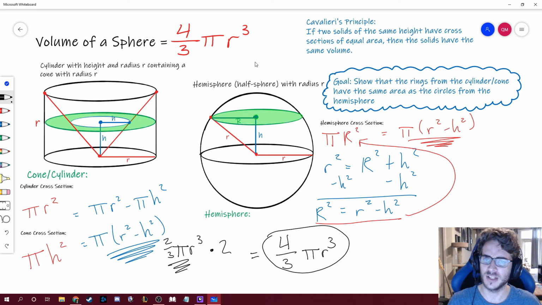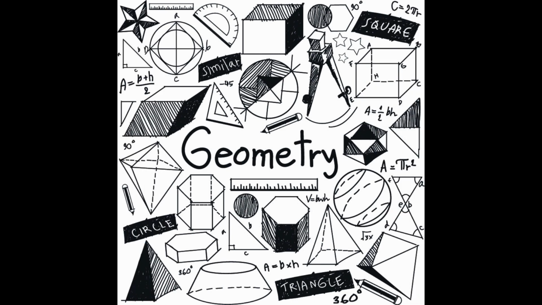Again, I always found it strange that something like the volume of a sphere has such a clean representation as 4/3, and it seems like a pretty random fraction, but everything works out in the end.